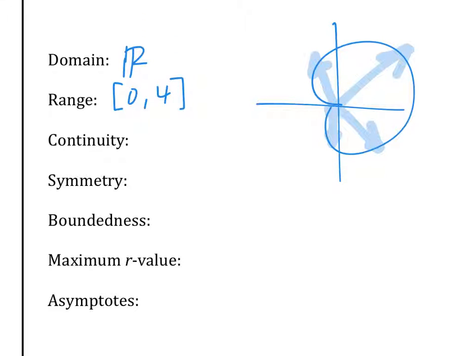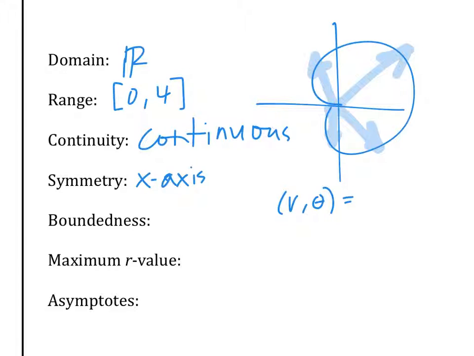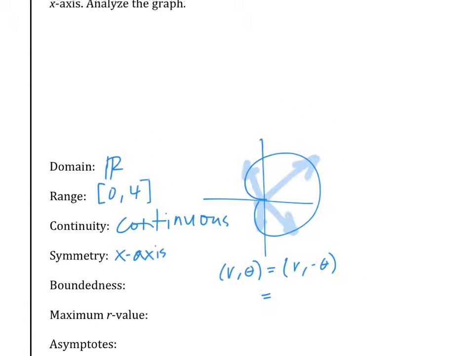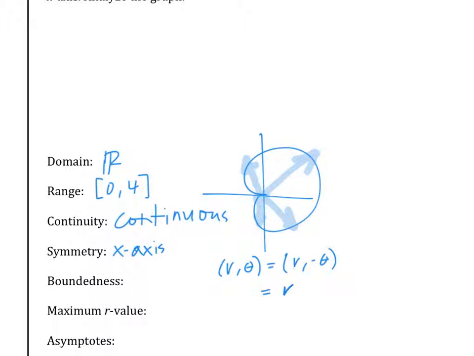Bruno, continuity. Continuous. Symmetry. X-axis. Let's try to prove that. R theta is equal to r negative theta. So that means I'm going to put r in the equation. The r is the way it is, equals 2 plus 2 cosine negative theta.